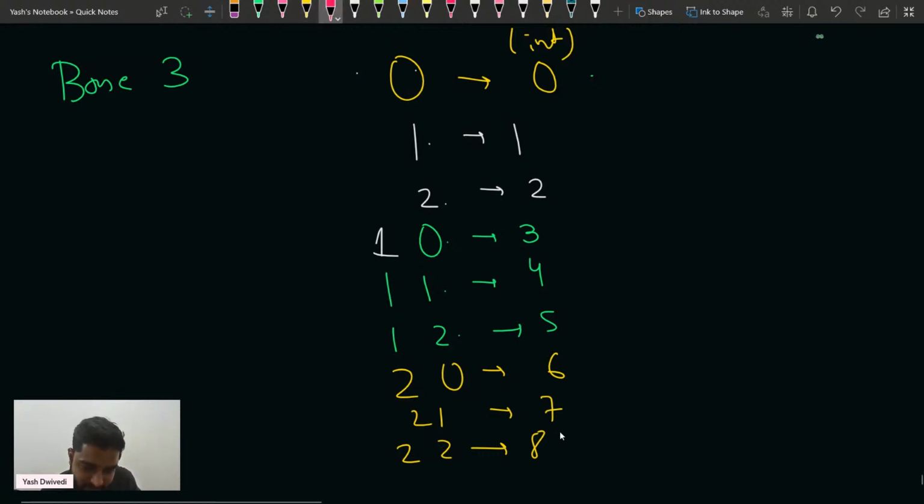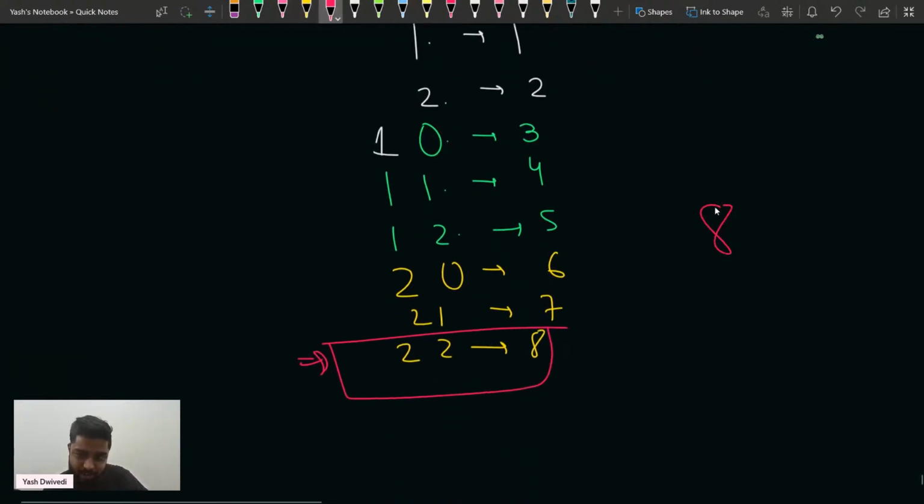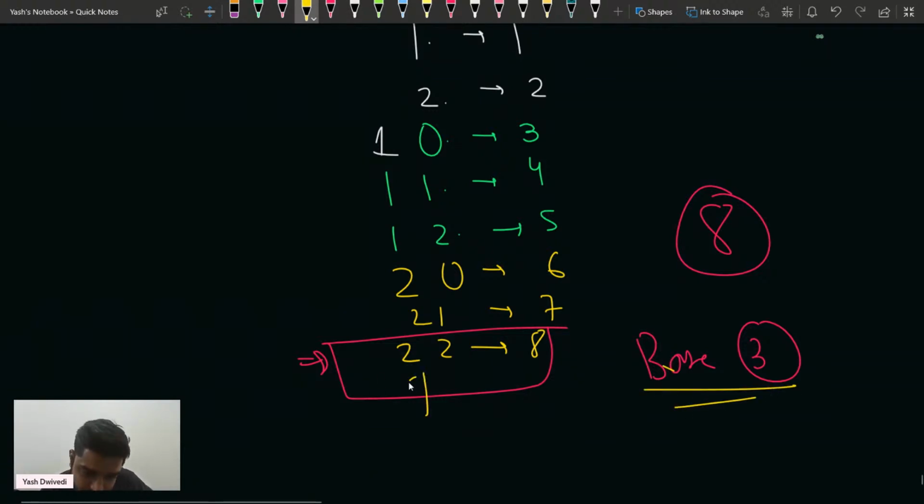You need to understand that if we talk about the number 8 in base 3, how many digits am I taking? I'm taking two digits, because it is nothing but 2 2. In base 3, 8 is represented as 2 2, which is a total of 2 digits, right?